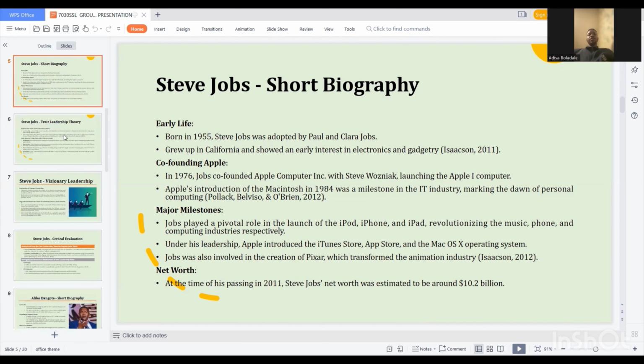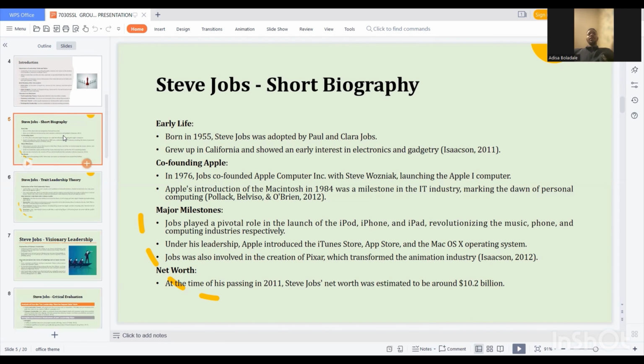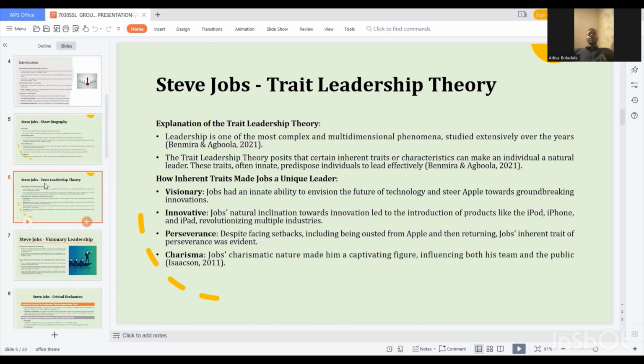Next slide. Steve Jobs' trait leadership theory. The trait leadership theory posits that certain inherent traits predispose individuals to leadership. Jobs embodied many of these traits, such as charisma, determination, and creativity. His unique combination of traits sets him apart, making him one of the most iconic leaders in technology history.